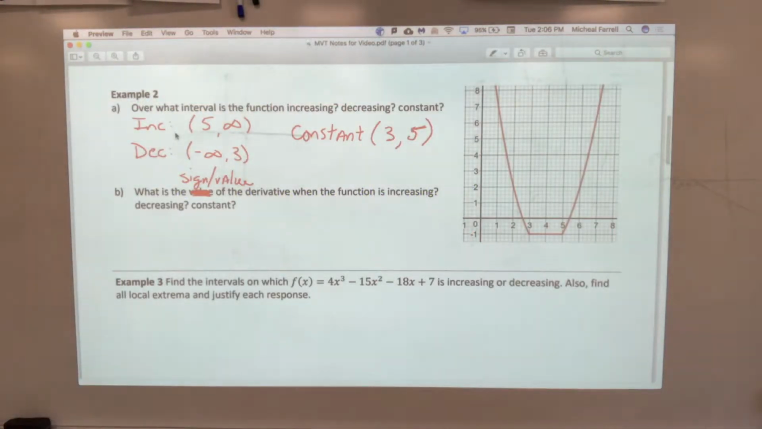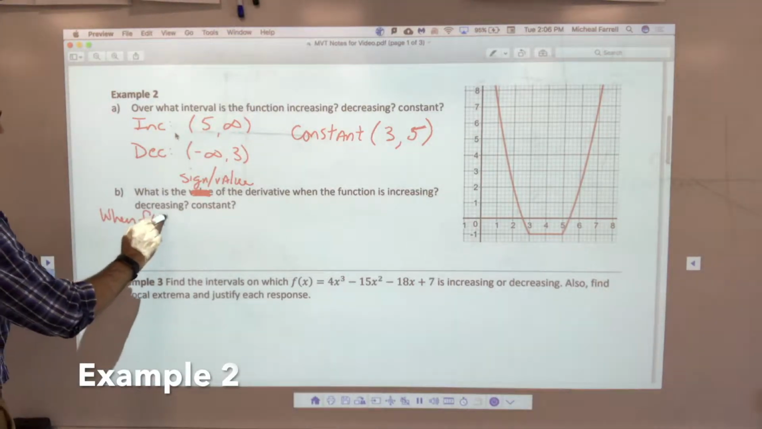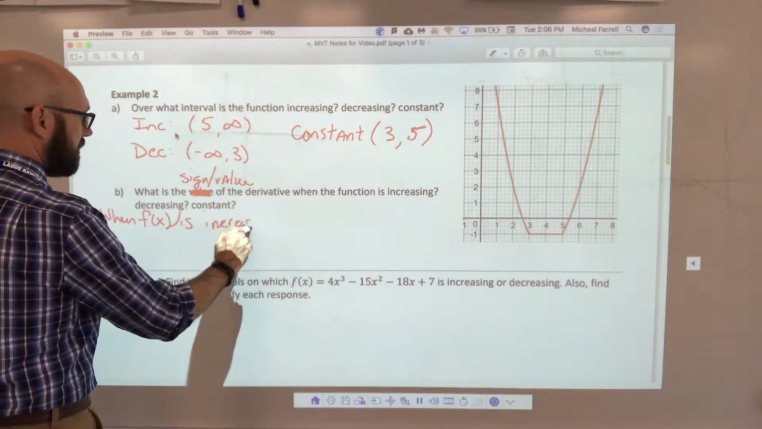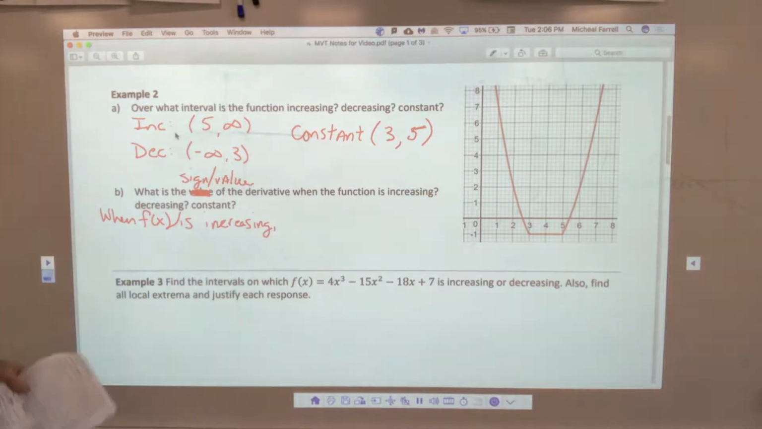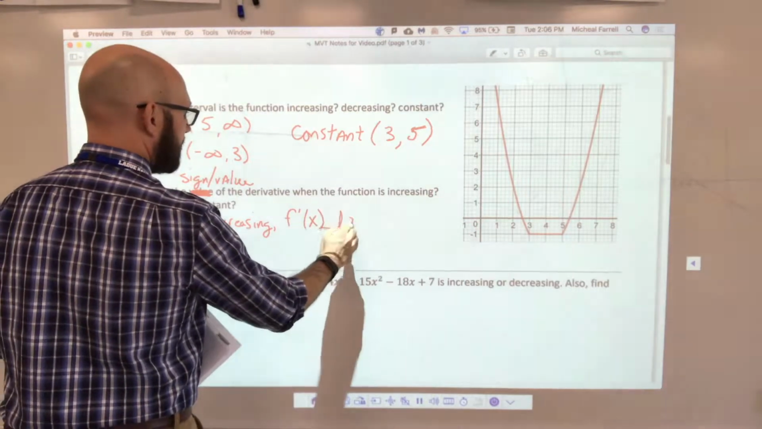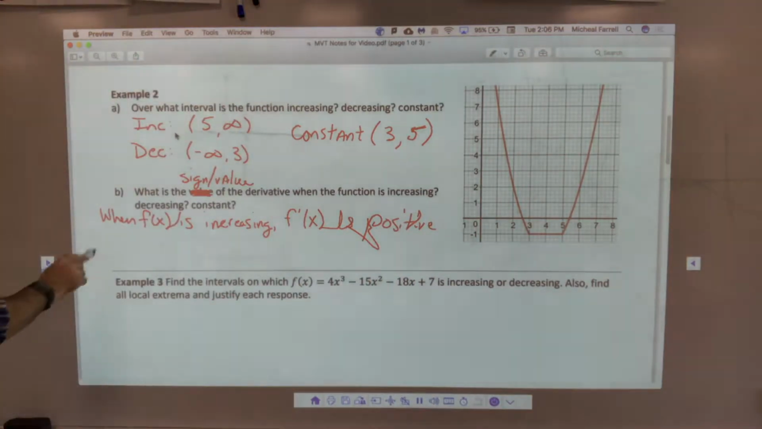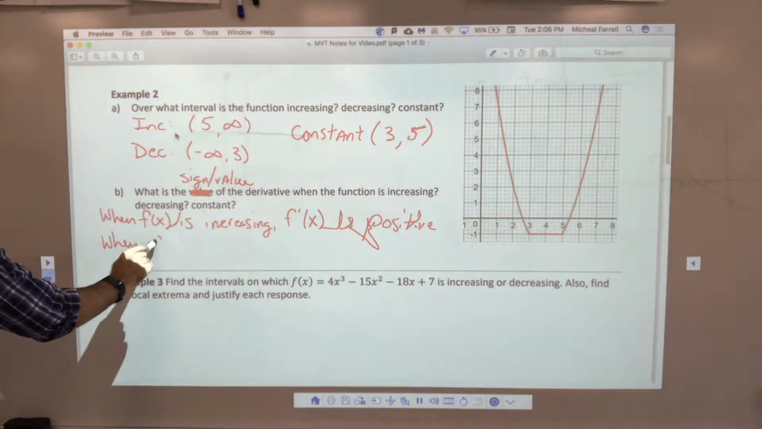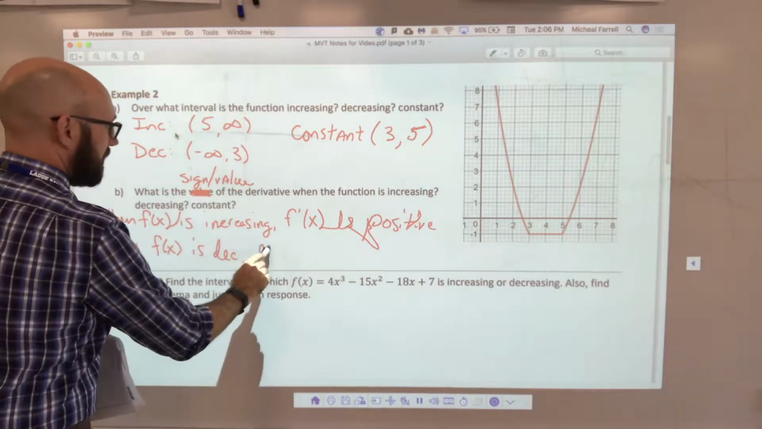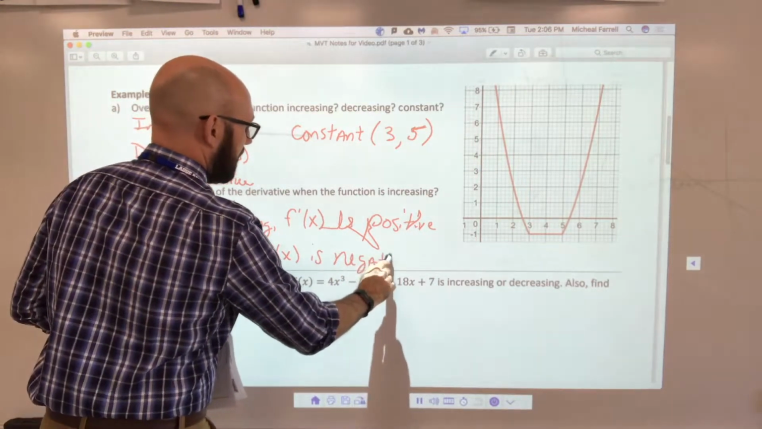First thing we're going to look at is when f of x is increasing. So we're going to make this statement. When f of x is increasing, then we know f prime of x is positive. When f of x is decreasing, we know that f prime is negative.